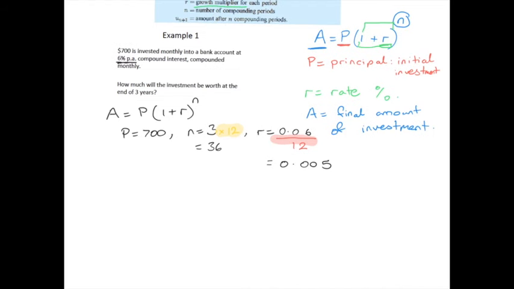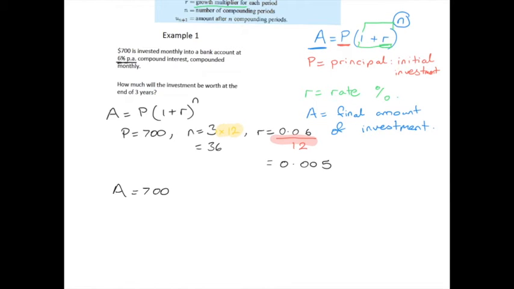Okay, so now we're ready to go. We have all the info, we have our formula, we're ready to find it out. It says, how much will the investment be worth at the end of 3 years? That's good, that is A. All I need to do now is plug everything into the formula.